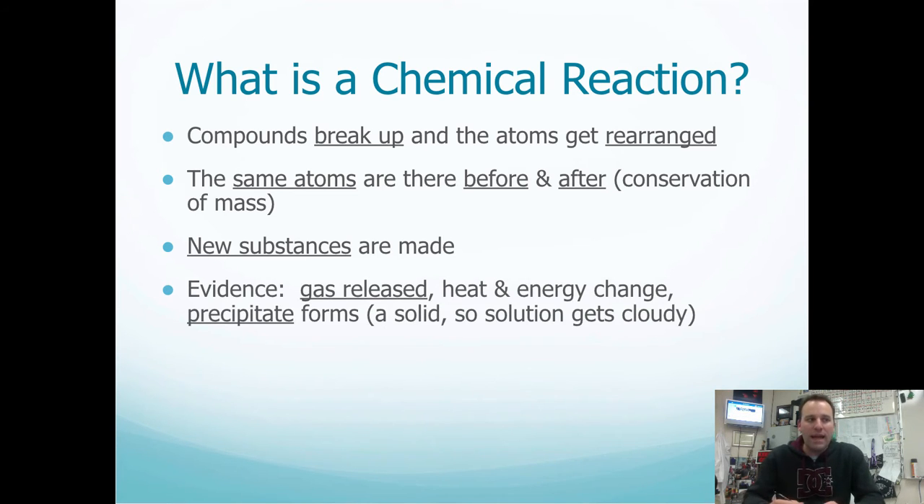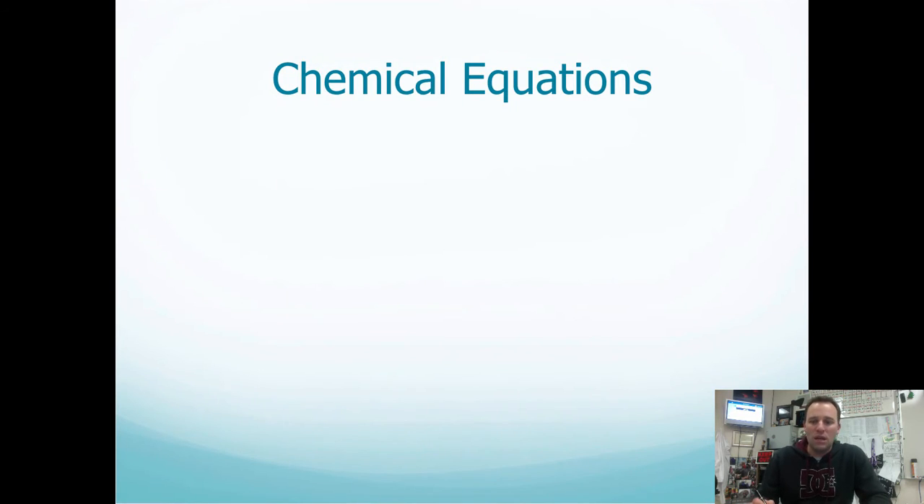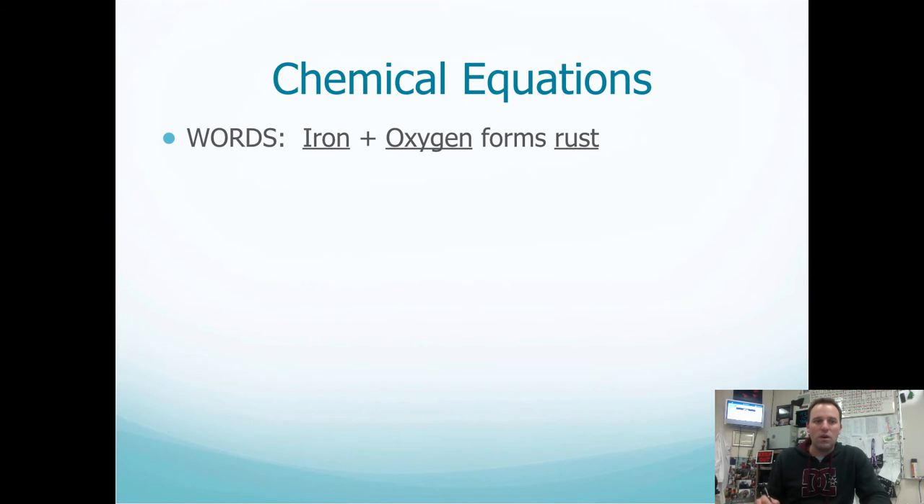And remember that evidence for a chemical change may be things like bubbles or smoke, gas being released, heat and energy change, precipitates forming. Remember, we talked about precipitates. That's the forming of an insoluble solid. So that's what's happening when a chemical change or a chemical reaction takes place. So we can write chemical equations in order to represent what's going on.